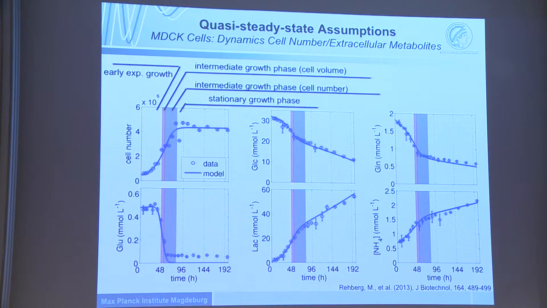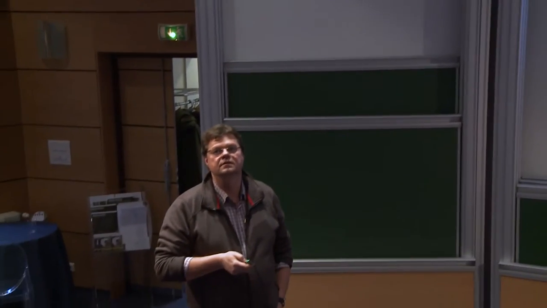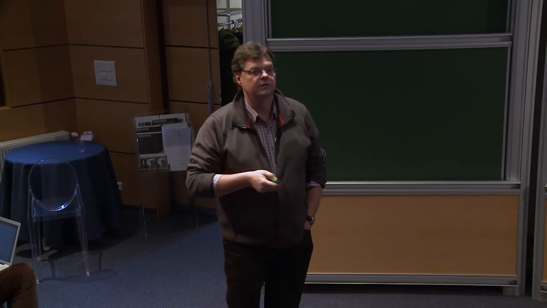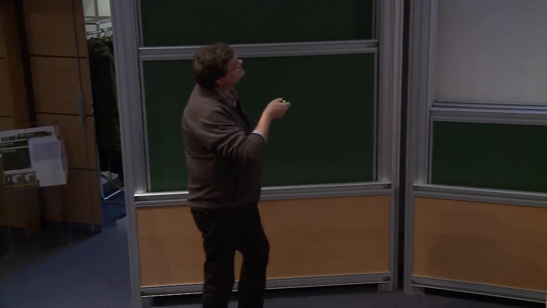And a lot of people, including myself, have to define quasi-steady states if we want to do flux analysis. And then usually we go into this phase here. You see here the glucose concentration, the glutamine, ammonium, and so on. However, this looks nice, and in a lot of publications they consider only the extracellular metabolites. But if you look into the cell, the situation is not as simple.